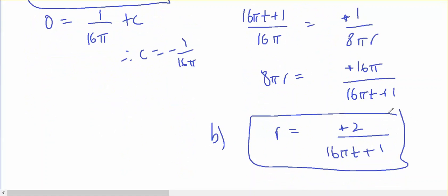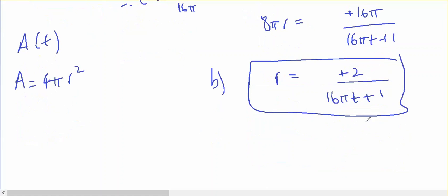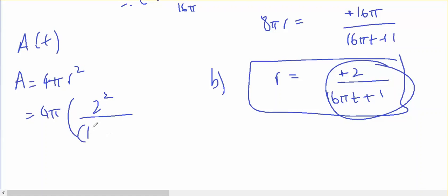And part C says you sketch this, and I can do that on my calculator. And then I sketch A against t. Well, A is equal to 4 pi r squared, which means I'll put this in and go 4 pi times 2 squared on top of 16 pi t plus 1 squared. And that can be easily done on the calculator.